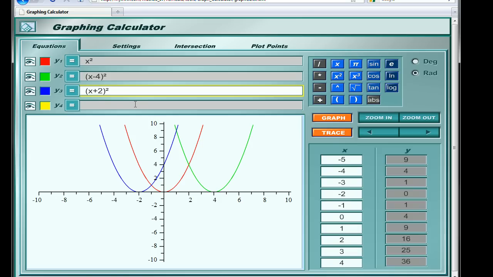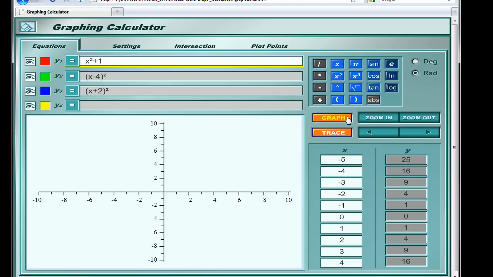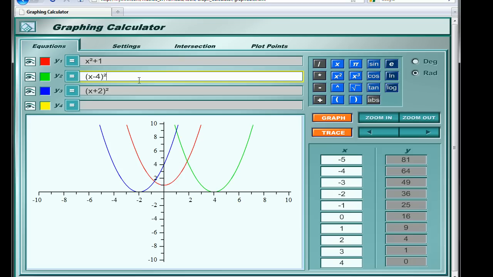Now, the other interesting thing is to shift things up and down. And that's actually pretty straightforward. Let's say you want to shift the red curve up a little bit. You do x squared plus 1. Notice it got shifted up. If you want this green curve to be shifted down by 5, you put a minus 5 right there. And then you graph it, and it got shifted down by 5.